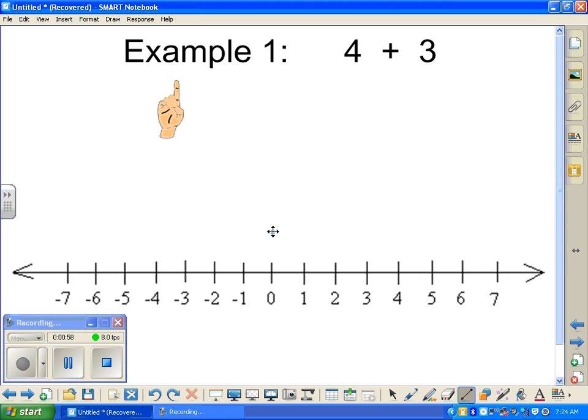So from 0, we're always going to start from 0. And because it's a positive 4, you're going to go on the number line to the right. So notice how there's a starting point, and it ends at positive 4 here, okay? So that's positive 4. Now we need to add onto this positive 3.